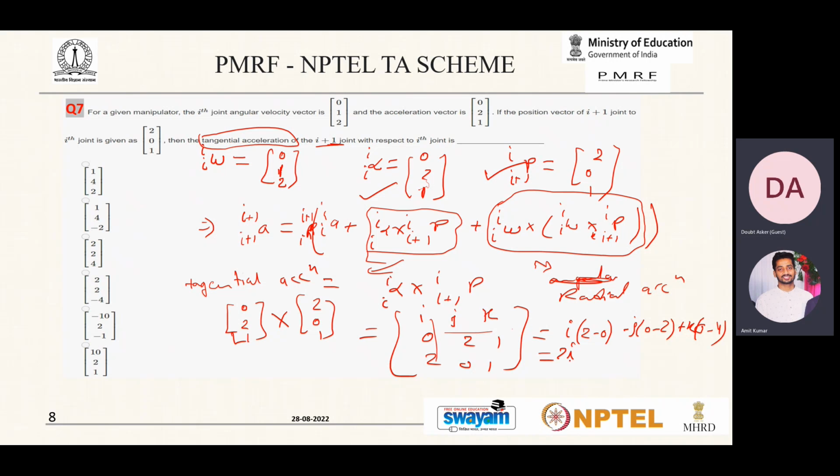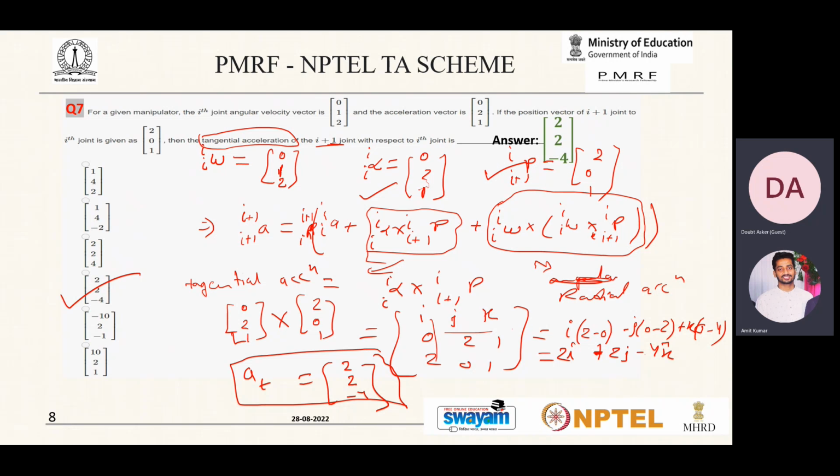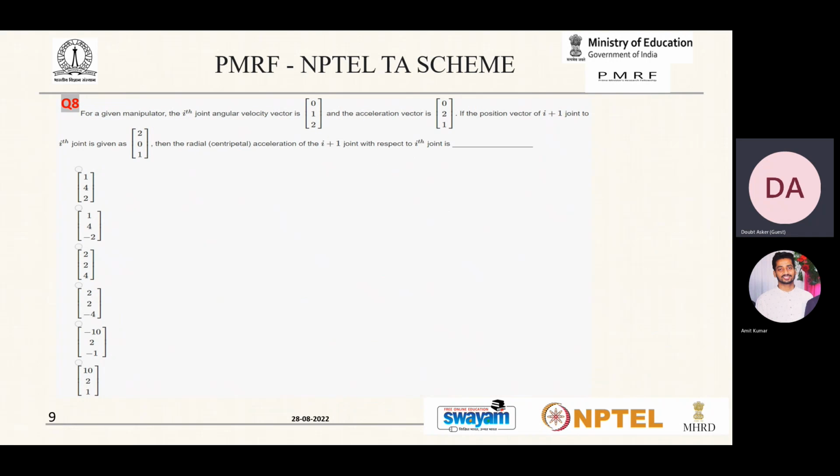i, 2i minus, minus, plus. So this is 2j, and this one is minus 4k. So you will get this as 2, 2, minus 4. Right, so this is nothing but the tangential acceleration, 2 2 minus 4. The correct answer for this question is this one. So this is how we get the tangential acceleration.